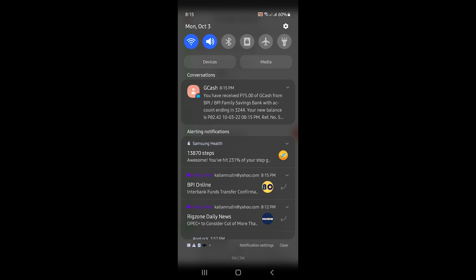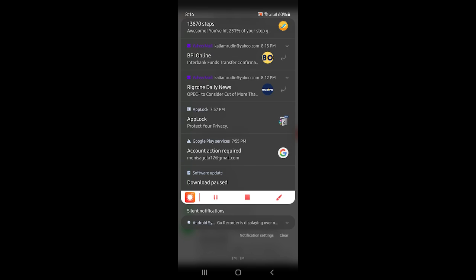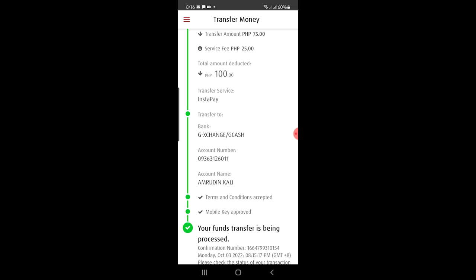Yan, so as you can see, you have received 75 pesos of Gcash from BPI or BPI Family Savings Bank with account number. Ayan. So ganun lang kasimple guys.